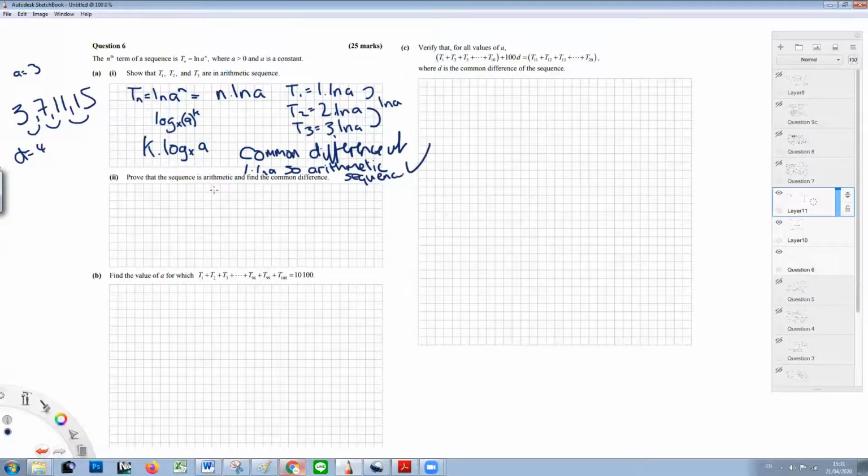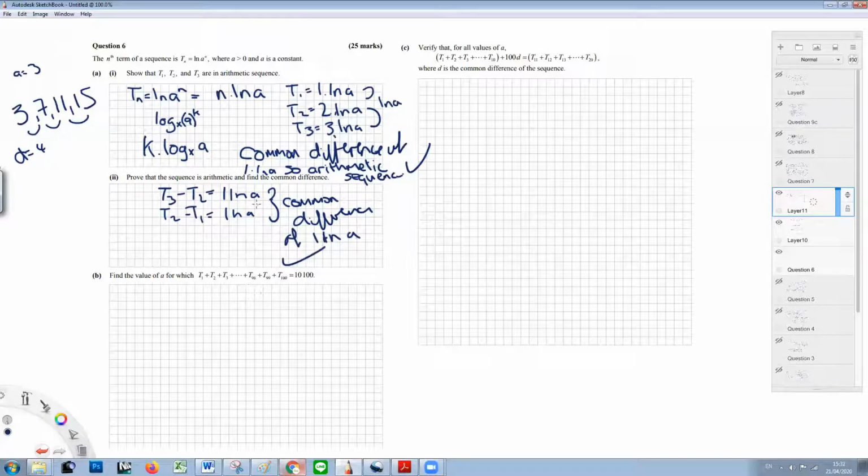Prove the sequence is arithmetic. Well, we've kind of done that, but you could also say T3 minus T2 is equal to 1 ln of A. T2 minus T1 is equal to 1 ln of A. And the fact that they have a common difference of 1 ln of A proves that. Is there anything else? Nope, that's it.